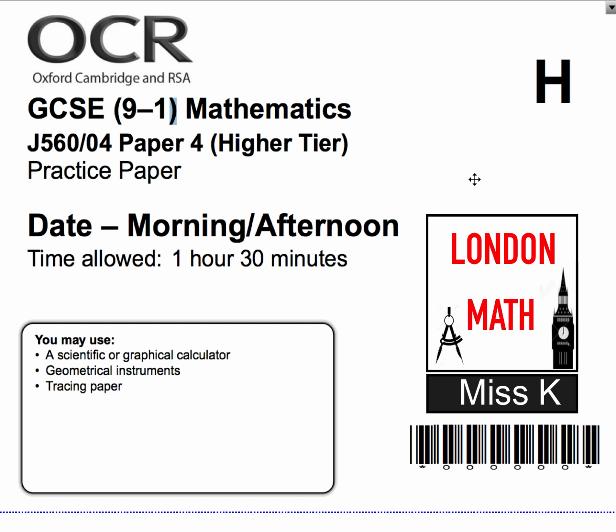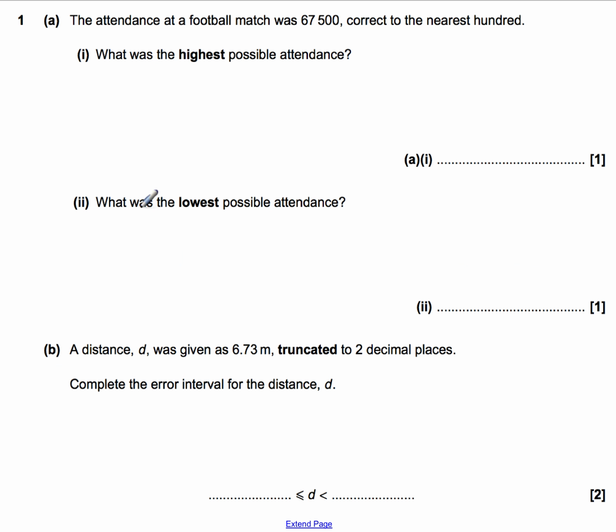Okay, I'm going to go through the OCR paper from grades 9 to 1. It's 1 hour and 13 minutes, and I'm going to concentrate on the first 8 questions. Okay, let's make a start. This is a calculator paper, so feel free to use a calculator at any time.